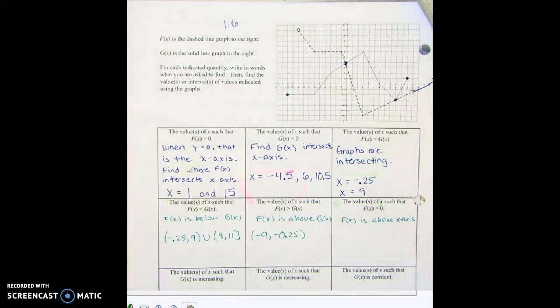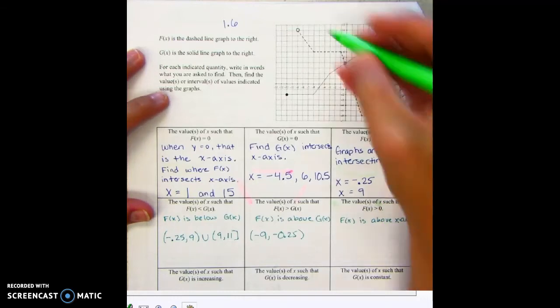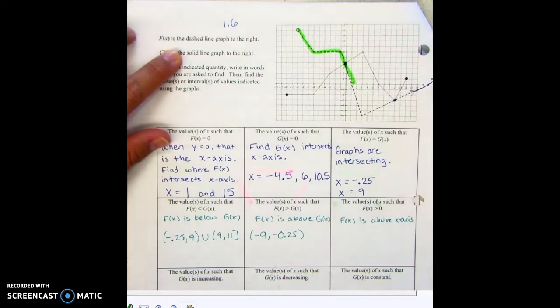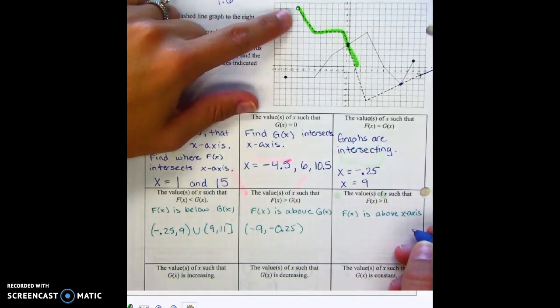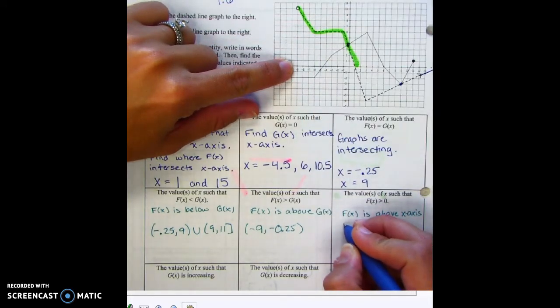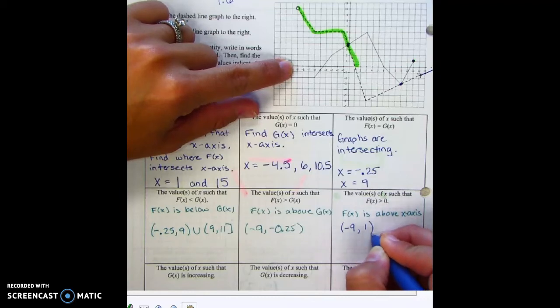Silly me trying to find a highlighter. So where f is greater than 0 and f is dashed, it's going to go like this. Okay, so f is above the x-axis from -9 to 1.